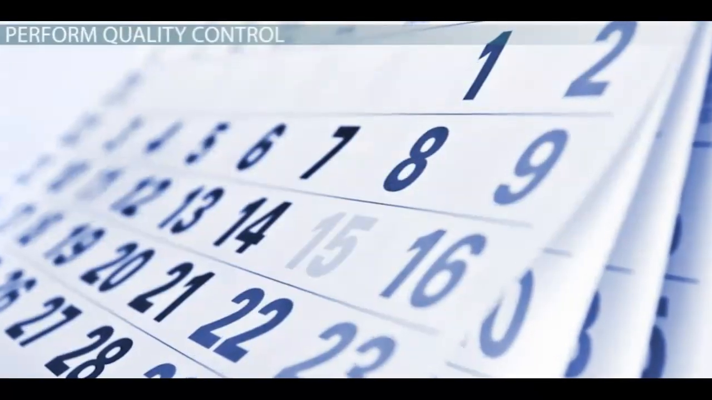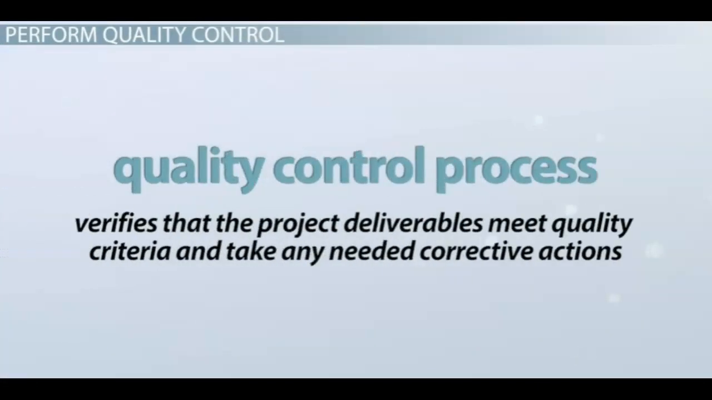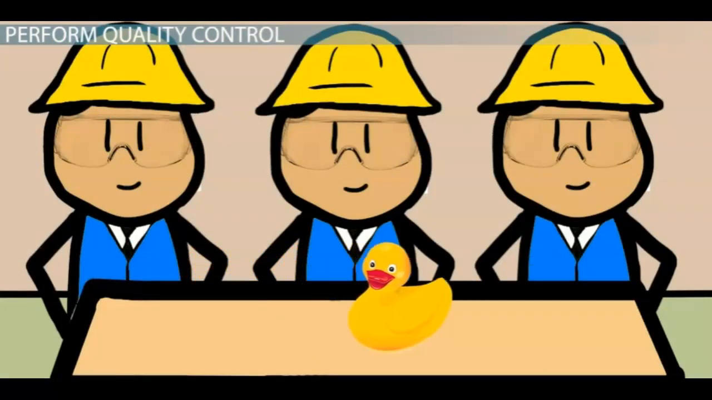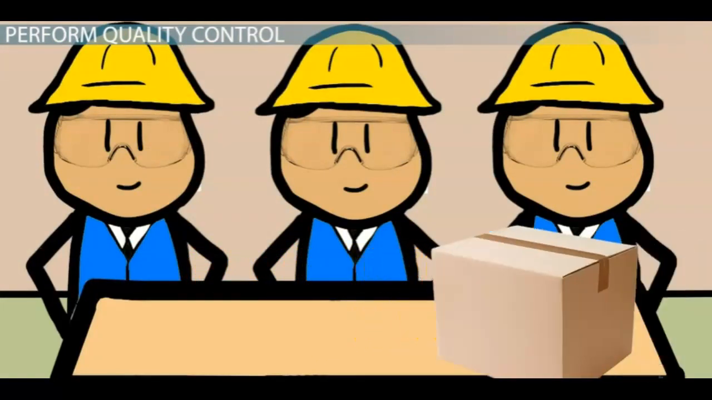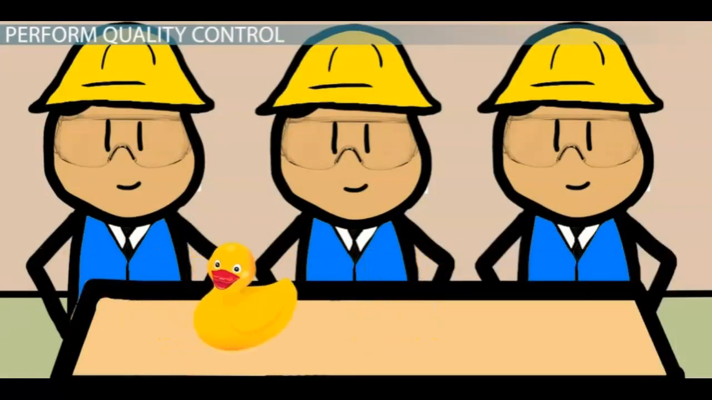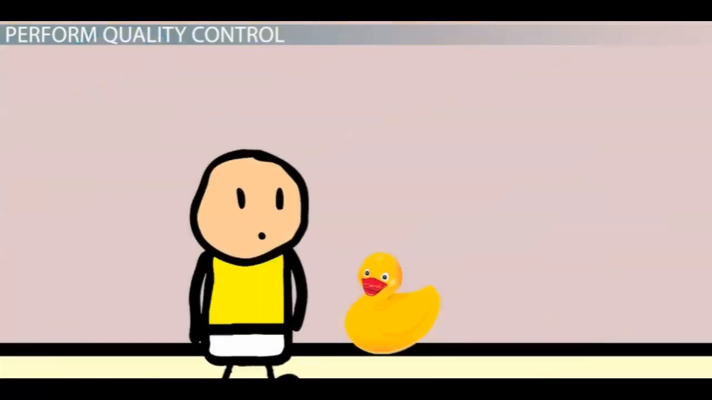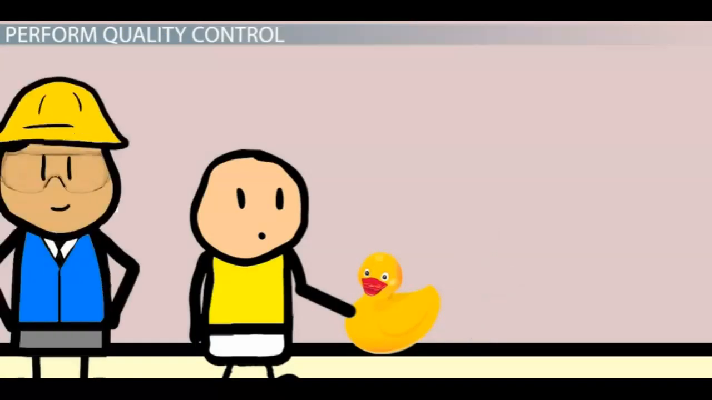Months later, the team performs quality control on the new toy. The quality control process verifies that the project deliverables meet quality criteria and takes any needed corrective actions. Using a random sample of new toys from the production line, the team performs quality testing to ensure the standards are being met. To verify the toy squeaks when squeezed, the team gives the toy to a group of babies and records the number of times it squeaks when squeezed. The standard for this was 95%, which the team verified and recorded.